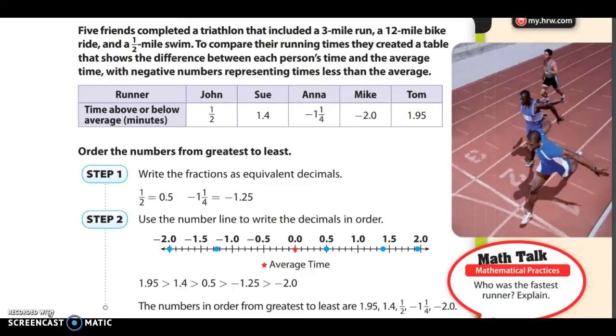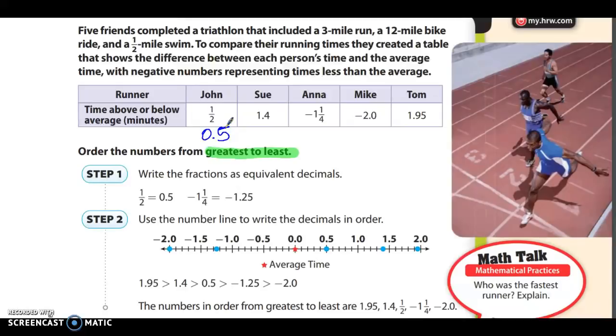It says order the numbers from greatest to least. So right off the bat, I think it's always a good idea to either underline or highlight the directions that tell us what we're trying to do. We're going to order these numbers greatest to least. Step 1 says write the fractions as equivalent decimals. So if I went up to my 2 fractions here, that's a simple one. John, 1/2 is equal to 0.5. That's an easy one. I hope you have that one memorized by now.